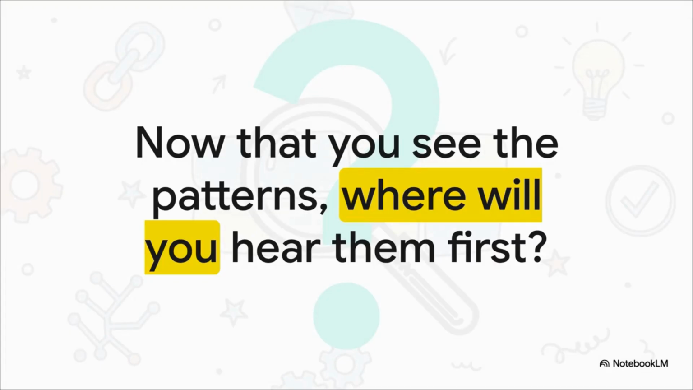So, here's your challenge. I want you to just start listening for these. You're going to hear the passive voice in news reports. You'll hear causative verbs in everyday conversations, and you'll definitely see the subjunctive in formal emails. Now that you know the patterns, you'll start seeing them everywhere. The only question is, which one are you going to spot first?